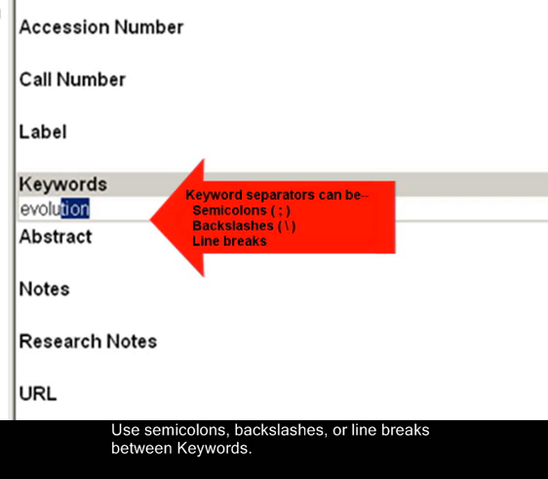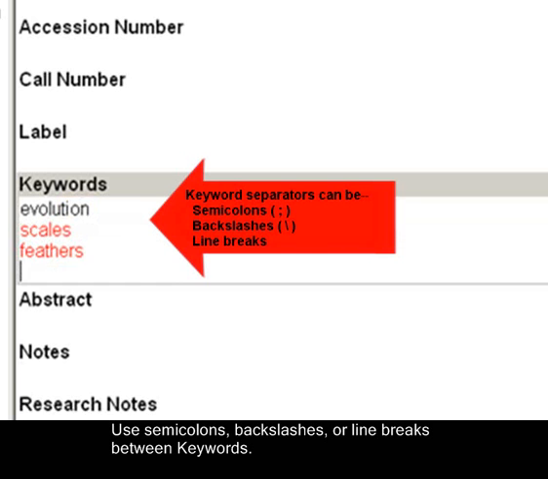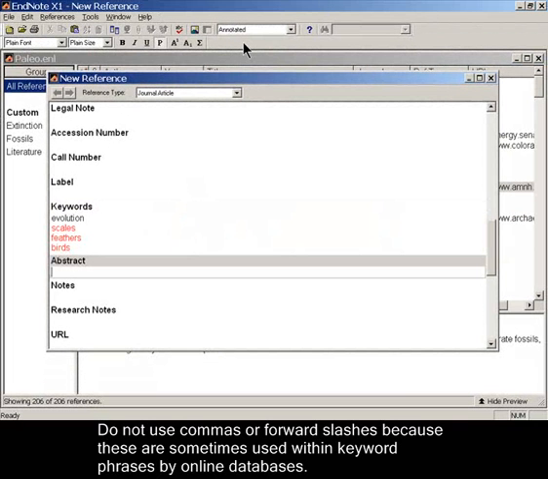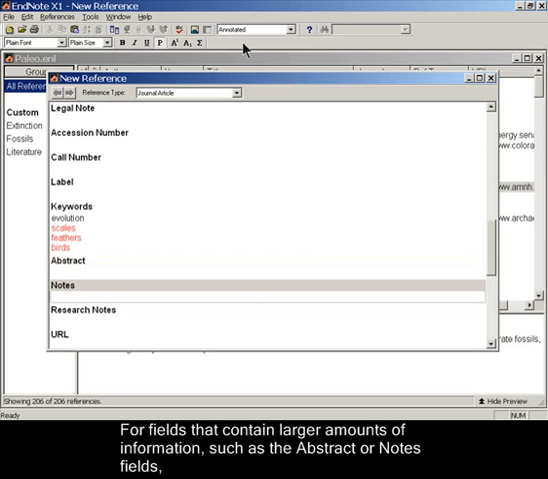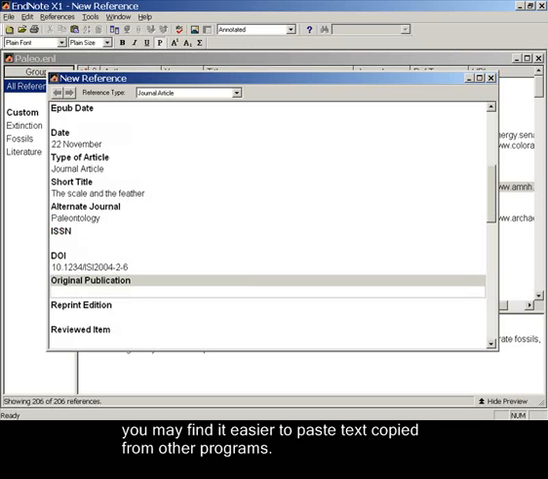Use semicolons, backslashes, or line breaks between keywords. Do not use commas or forward slashes because these are sometimes used within keyword phrases by online databases. For fields that contain larger amounts of information, such as the abstract or notes fields, you may find it easier to paste text copied from other programs. It is possible to copy and paste into most fields.